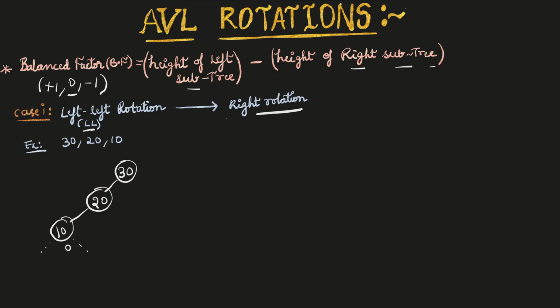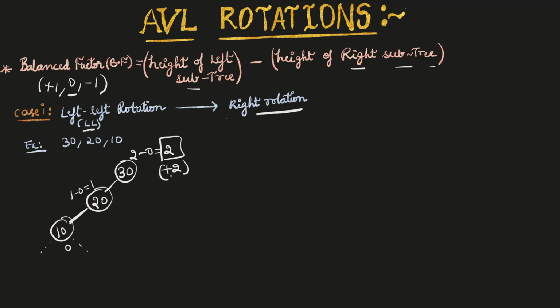Coming to the middlemost number, that is 20. It is only having the left subtree. There is no right subtree. So it is 1 minus 0, that is equal to 1. Coming to 30, it is having only a left subtree and the number of levels is 2. And it is not having a right subtree. So it is 2 minus 0, that is equal to 2. Now this value is +2.